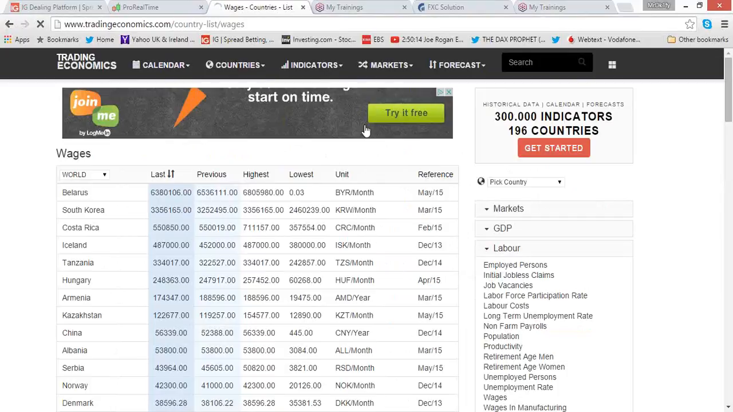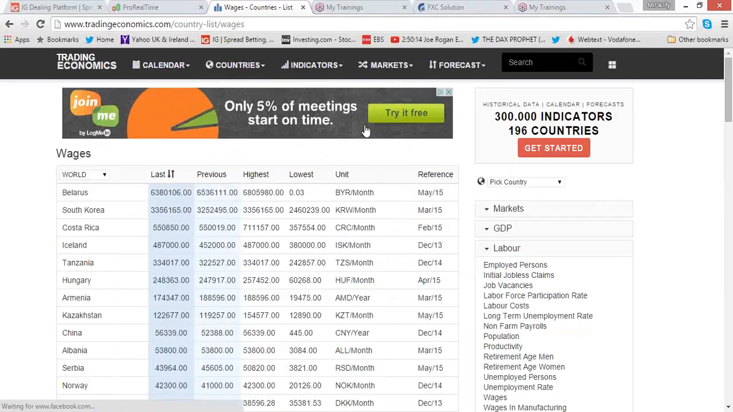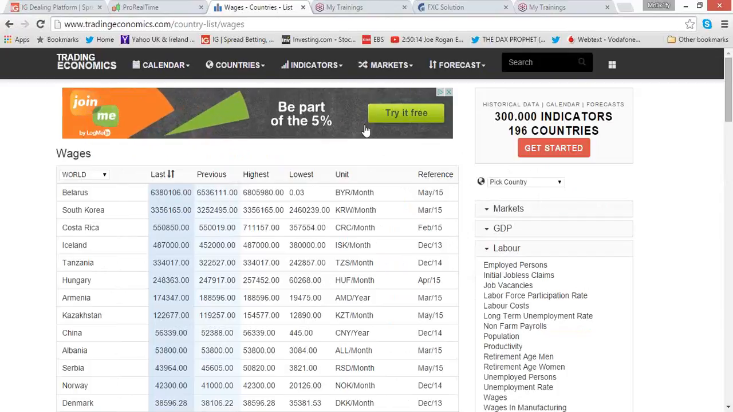So are wages on the increase, or are they on the decrease? What does this affect? It affects consumer spending. It affects retail sales. So this is going to give you an indication of the strength or weakness of an economy.